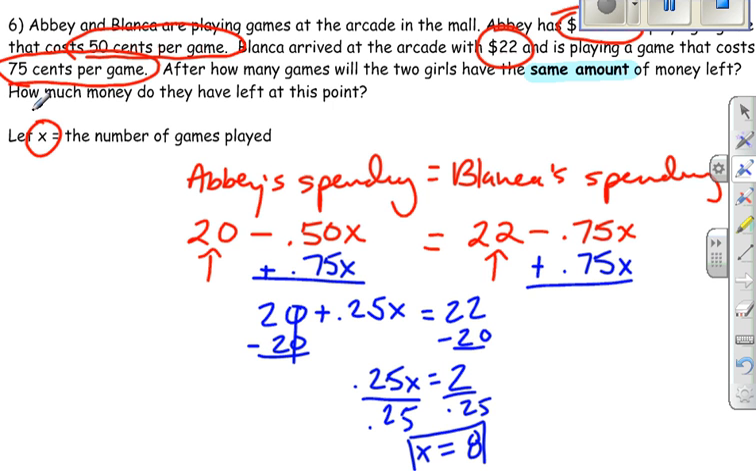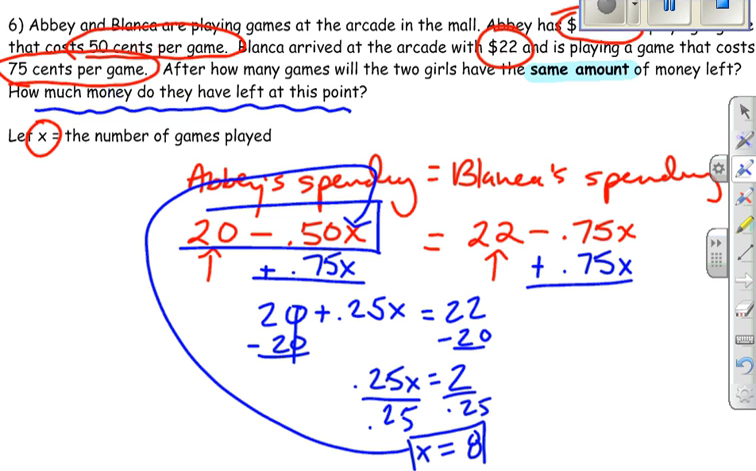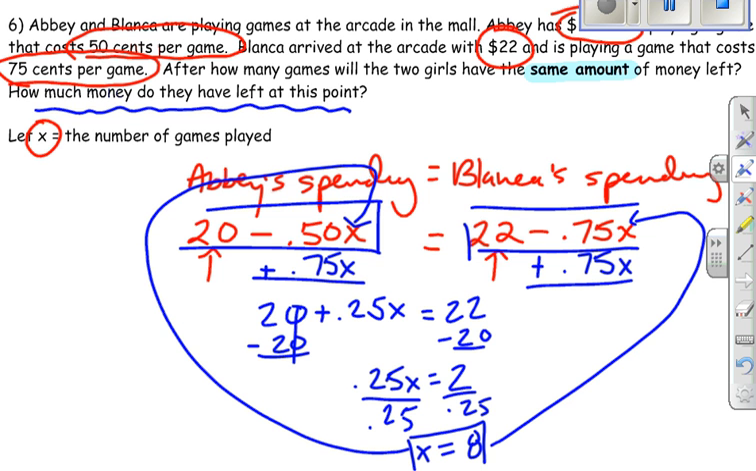To get the answer to part 2, you have to plug in 8 into either of these expressions. So you can take them kind of in isolation. You can take this one separately and plug it in here, or you can use this one. It doesn't matter. You can plug it in to x here. Either one will work to find how much money they have left.